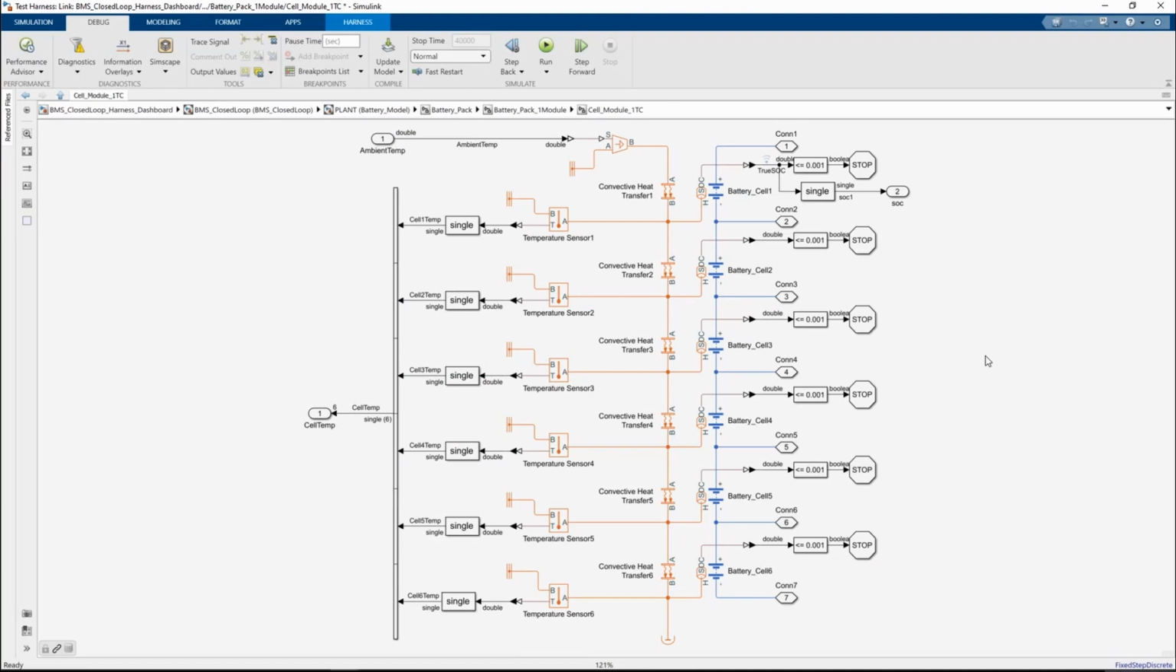The battery pack is modeled in Simscape, where the component color tells us its physical domain. Blue indicates electrical and orange indicates thermal. We can see that the 6 cells are connected in series and can exchange heat with one another.